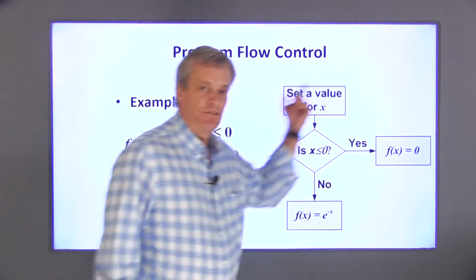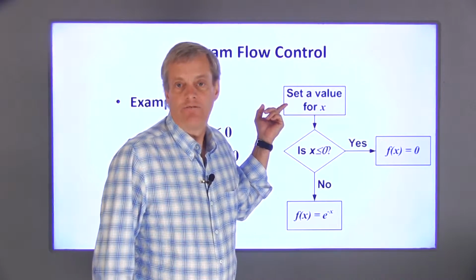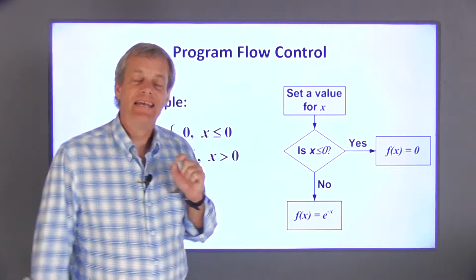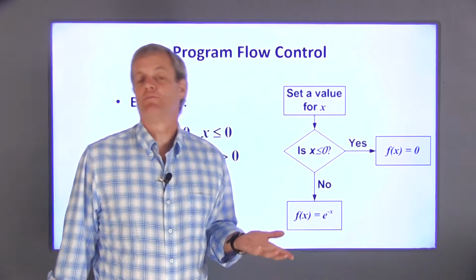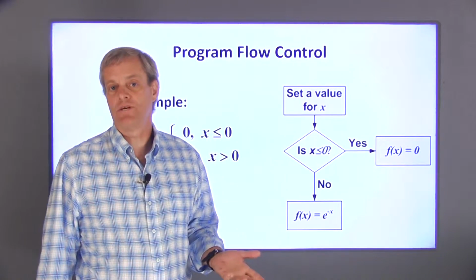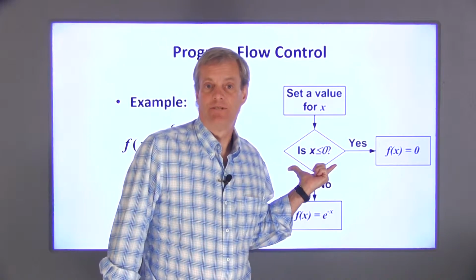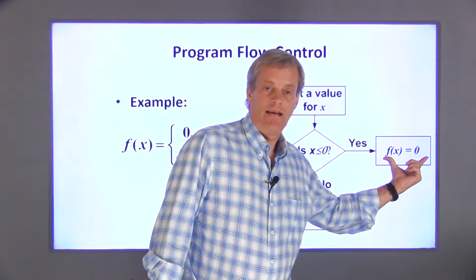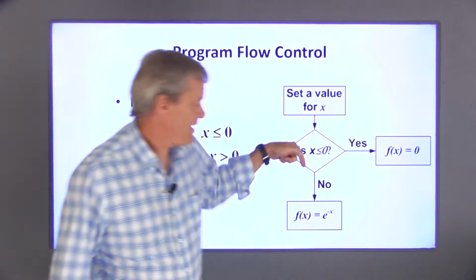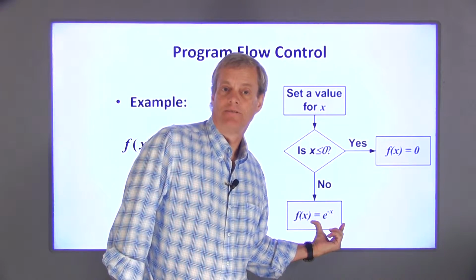This is a graphical description of the decision-making process. First, you need a value for the independent variable x. Next, the decision as to which equation to use has to be put in the form of a yes, no, or true/false question. In this case, the question is x less than or equal to 0? If the answer to this question is yes, we set f of x equal to 0. If the answer is no, we set f of x equal to e to the minus x.